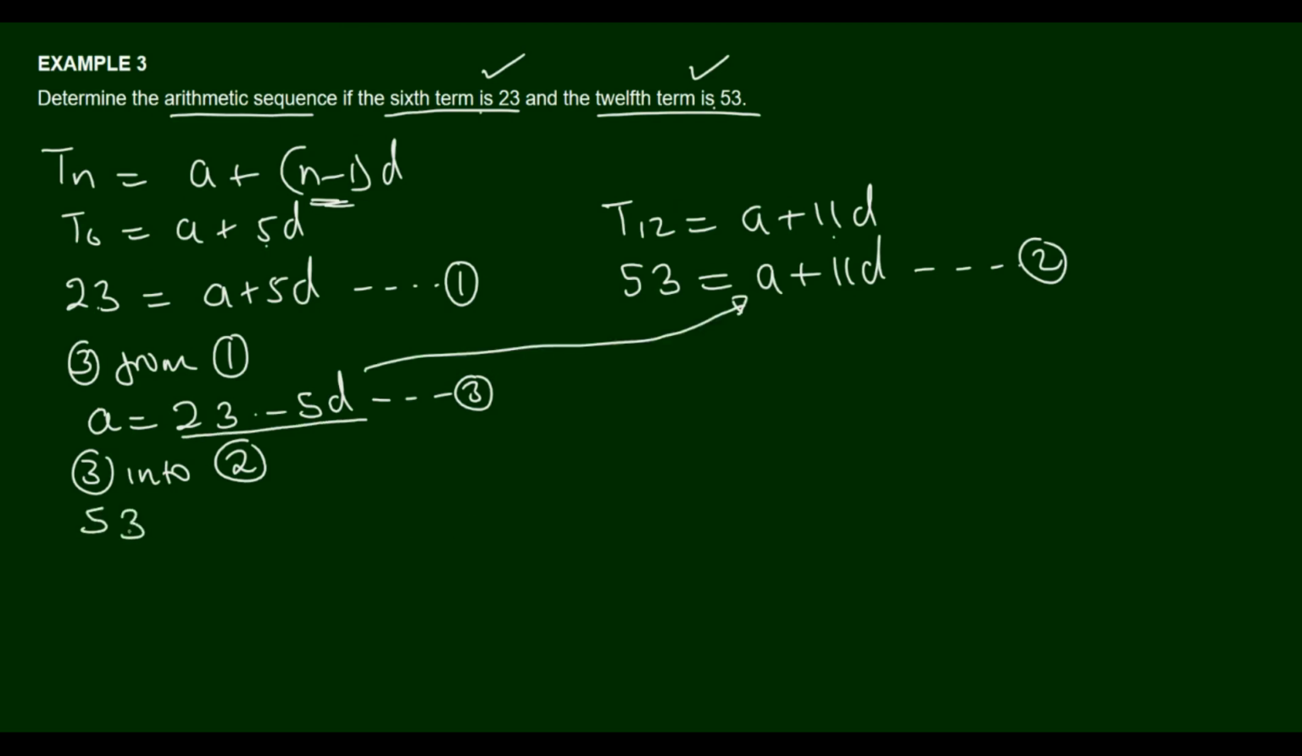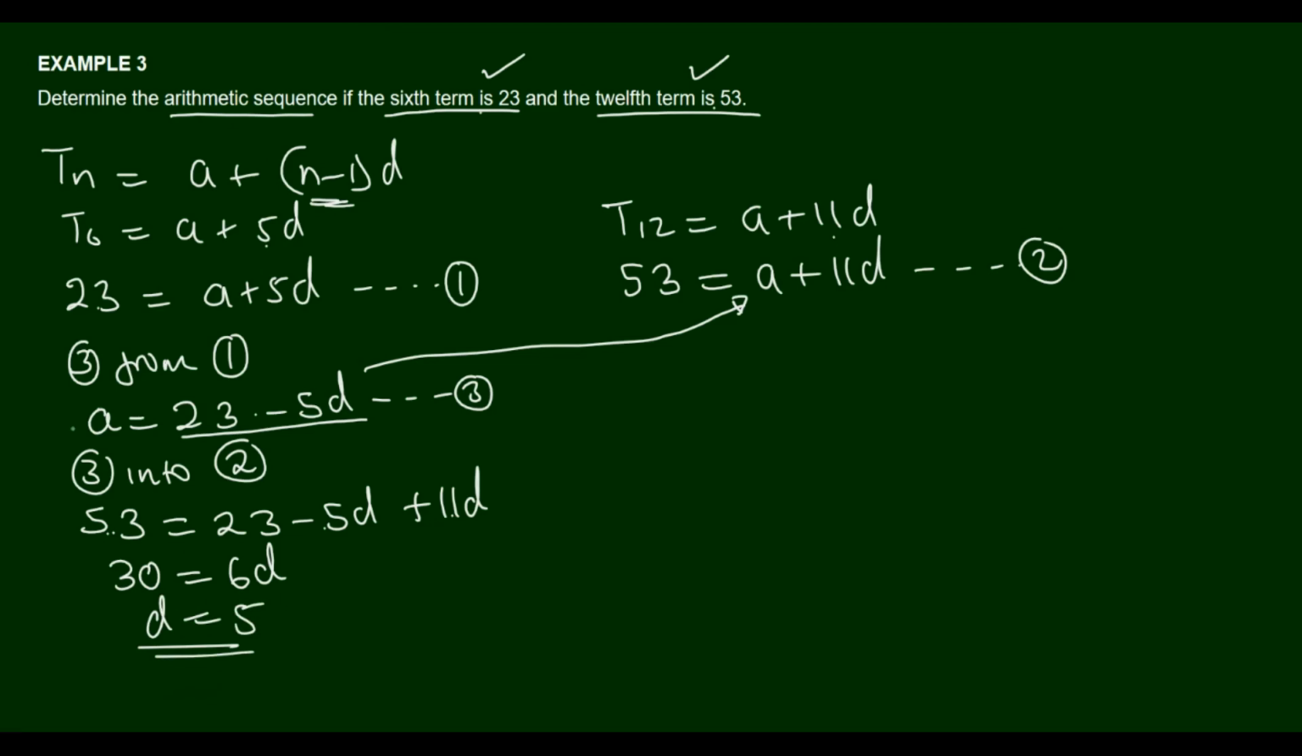So 53 is equal to 23 minus 5D plus 11D. Okay. And then negative 5D plus 11D, that is 6D. 53 minus 23, that is 30. 30 is equal to 6D, right? Then divide by 6 on both sides of the equation. D is equal to 5. So we've managed to find D.